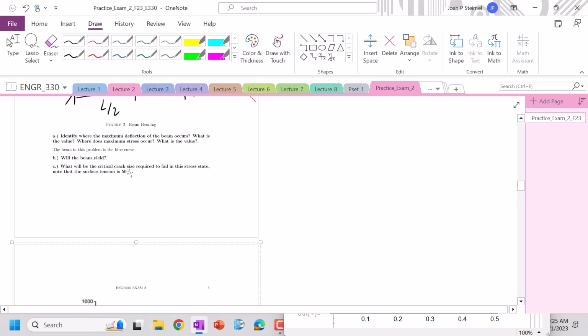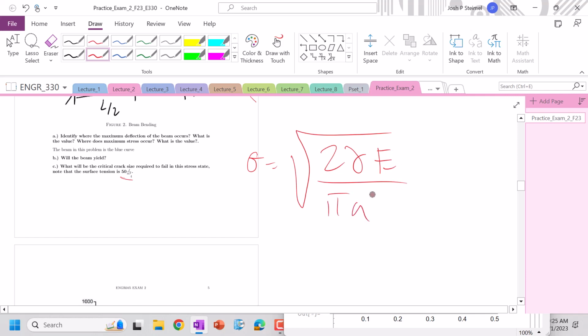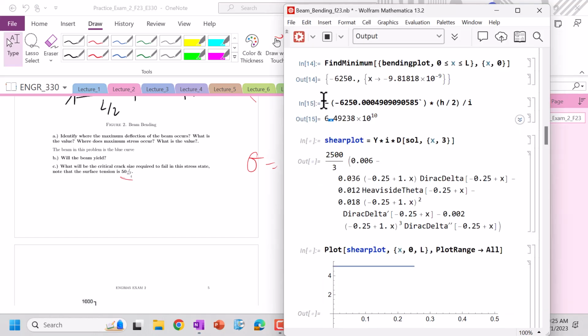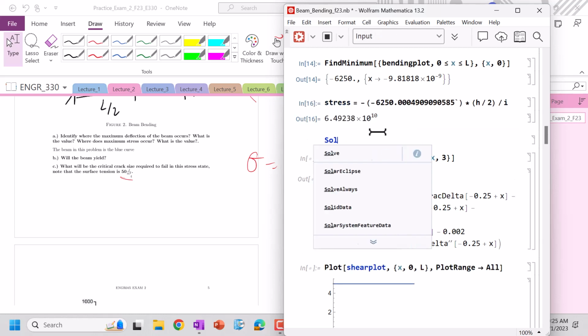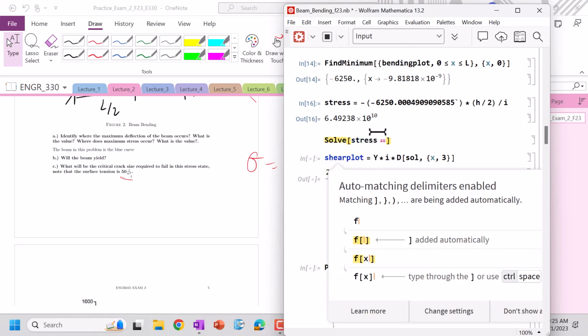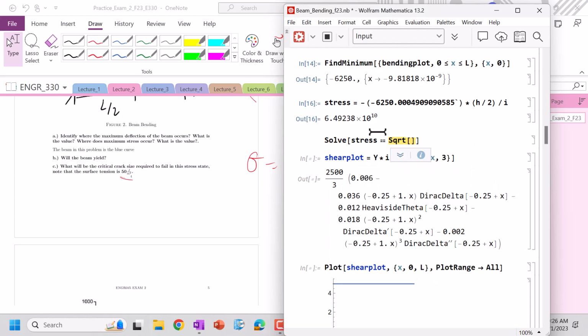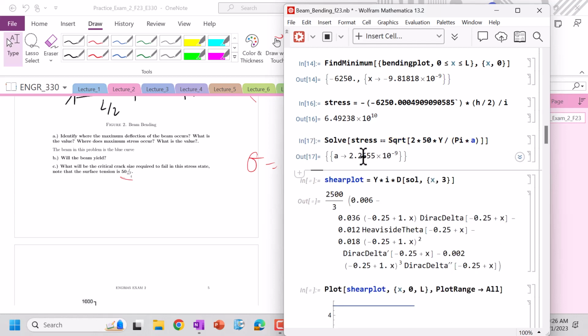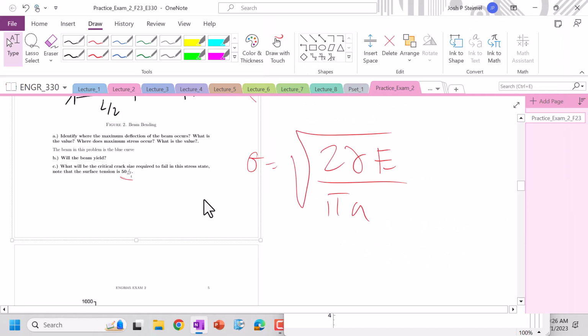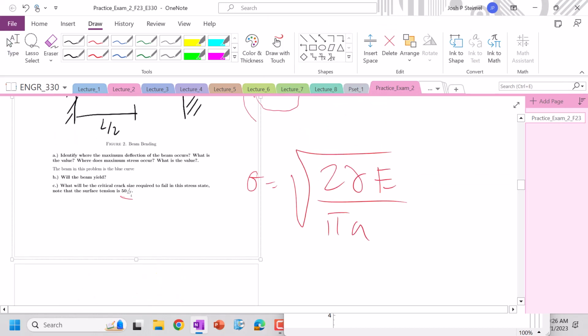What will be the critical crack size required to fail in the stress state? The surface tension is this. Surface tension means that we can use our stress is equal to the square root of 2 gamma E over pi a, the Griffith criterion. So I'm just going to call this stress. We want to look at tension because that will open up the crack effectively. So let's solve: stress equals the square root of 2 times 50 times y divided by pi times a. So this would be the stress required. Anything's going to break that. A nanometer crack is going to fail quite easily.